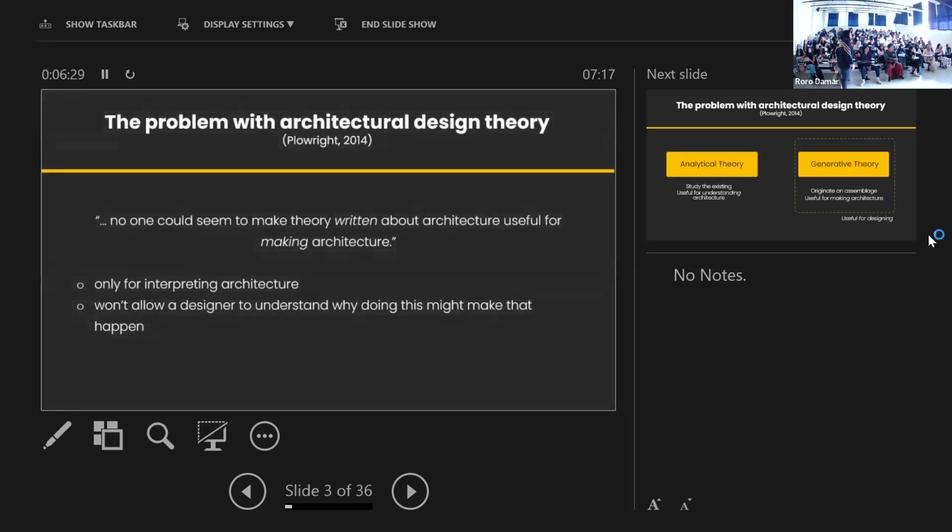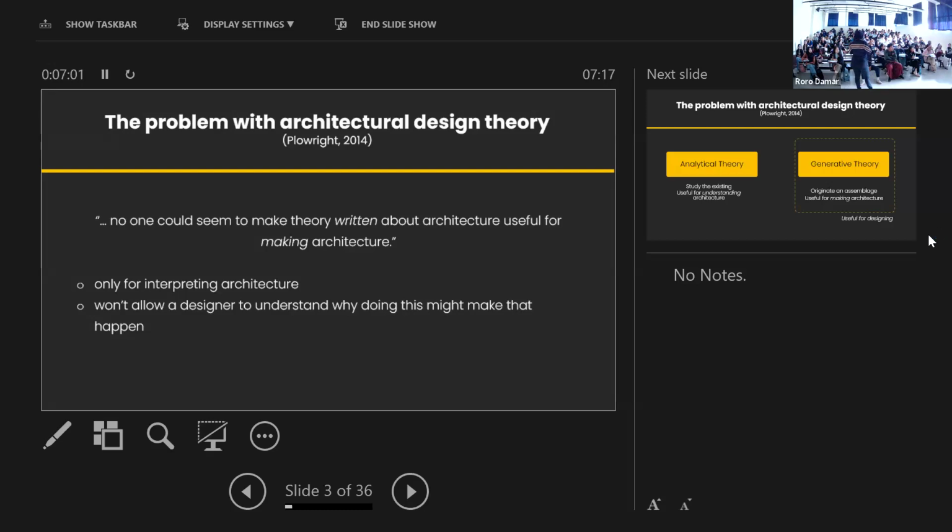Aduh, nggak kelihatan ya. The problem with architecture. So why is there a never-ending debate between architects and the academics, or people who actually deal with theory? Why is there a big gap between practice and theory? Because it turns out that no one seems able to make theory written about architecture useful for making architecture.